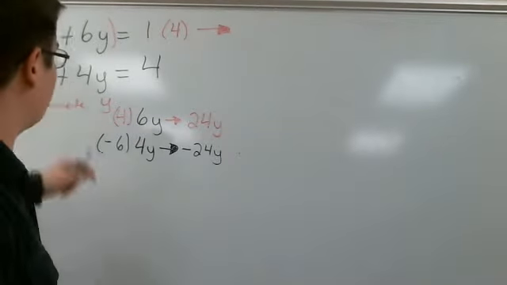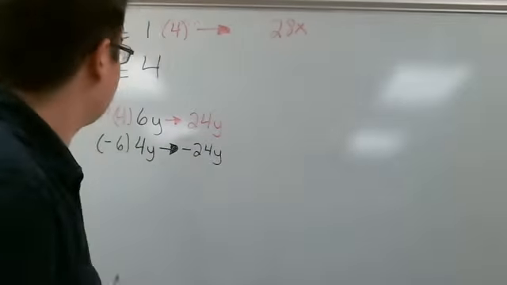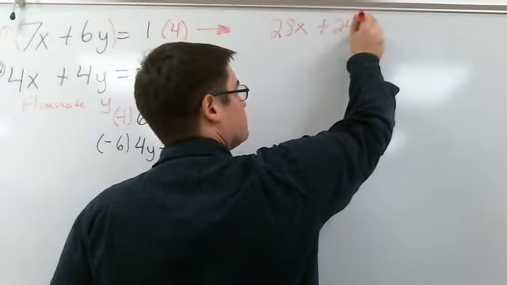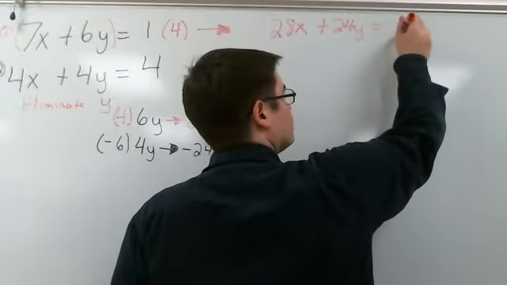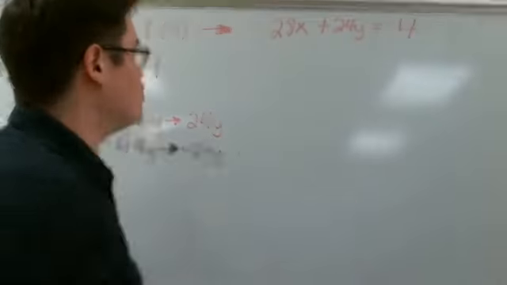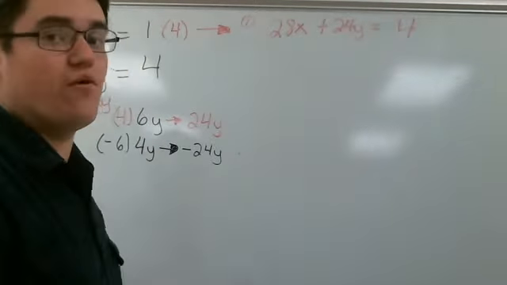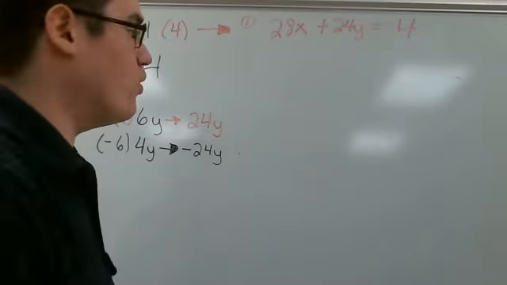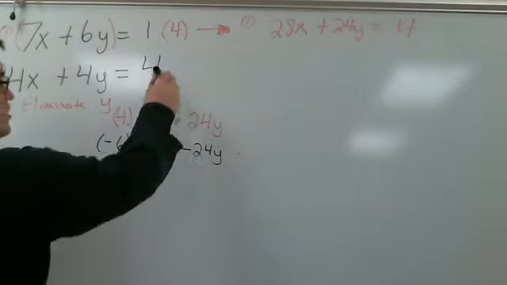4 times 7 gives us 28x. 4 times 6 is our 24y. That's going to equal 4 times 1. And remember, that's equation 1 that we've multiplied by 4. So nothing crazy has happened. We've just multiplied equation 1 by 4. Equation 2, we said we're going to multiply by negative 6.